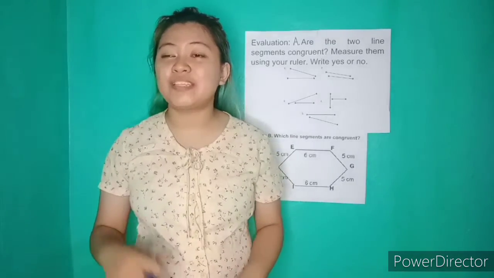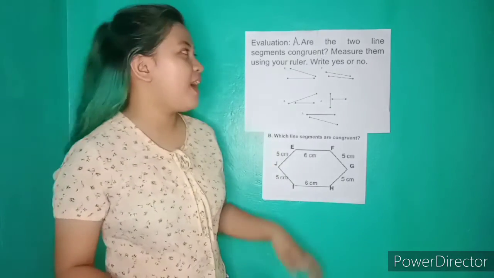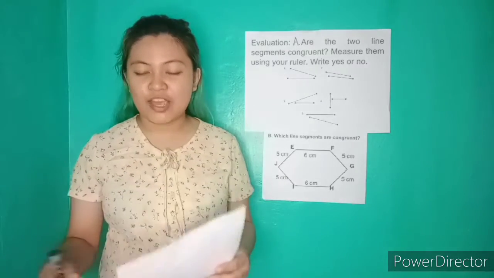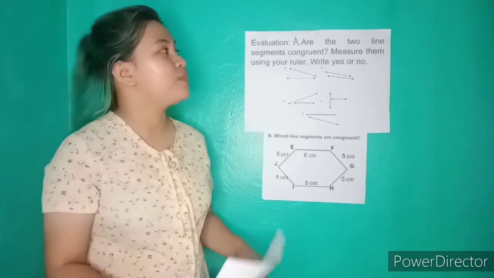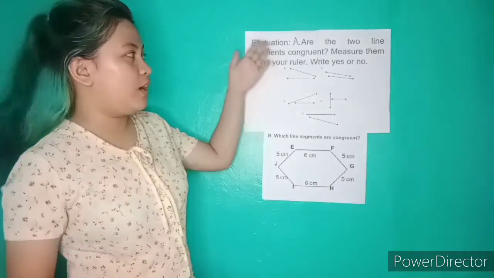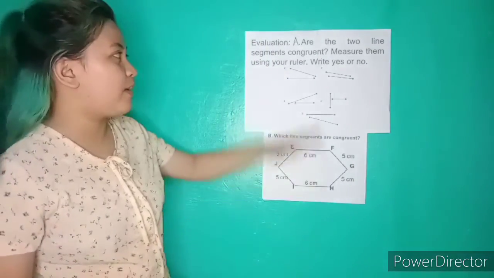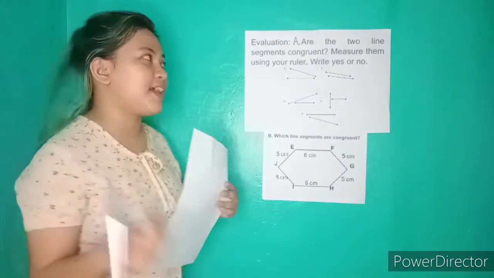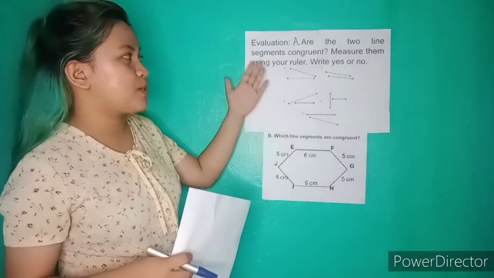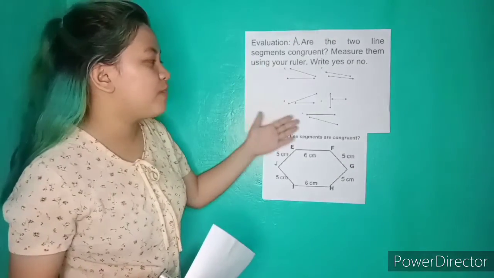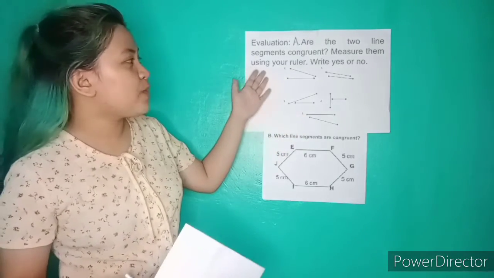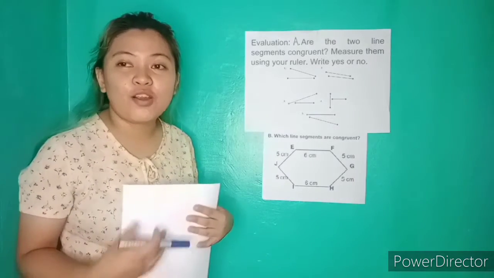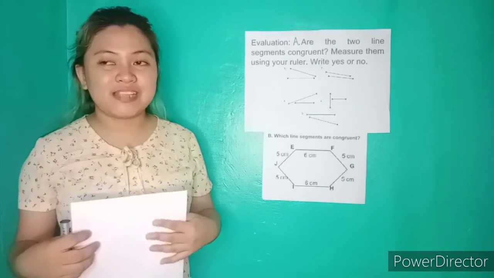Now, to assess everyone's understanding, I will give a quiz to all of you. I have here worksheets which I'll be giving to each one of you. First we have 2 activities, letter A and letter B. The first activity that you're going to answer in your worksheet is: are the 2 line segments congruent? We have here 5 items. Measure them using your ruler. Write yes if it is congruent and no if it is not congruent.